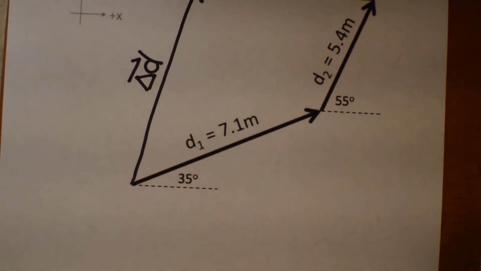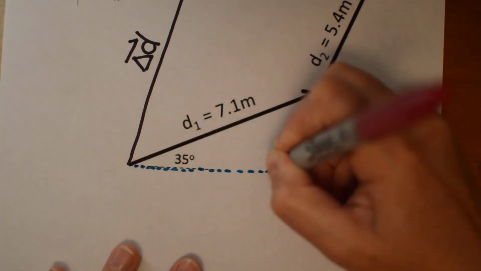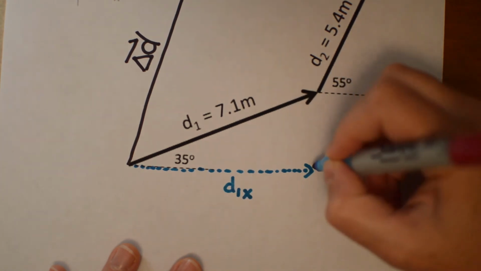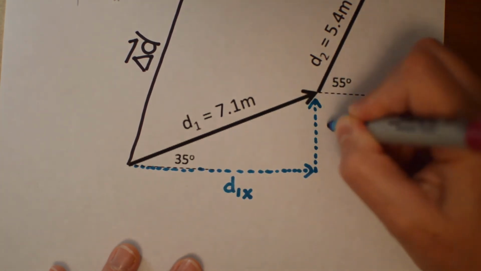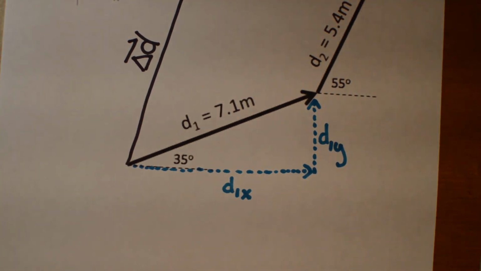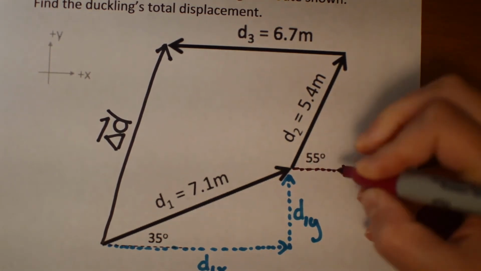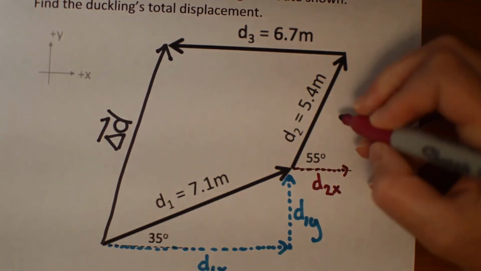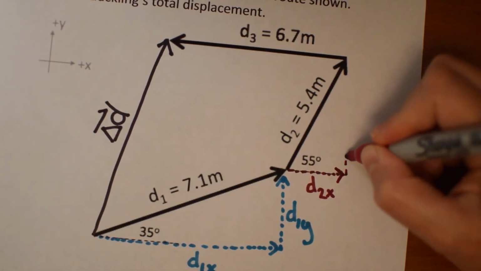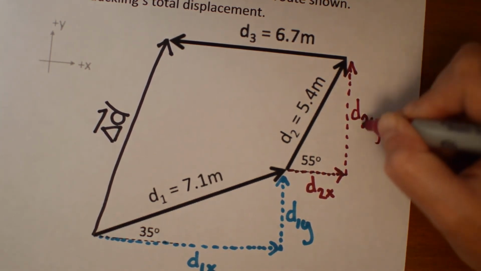So I'll start with my D1 here. D1 has two components. It has an x component here. This is my D1x, and a y component. There's D1y. Next I've got my D2. It has an x component, D2x. Notice how it's forwards, right? This vector is pointing forward, so it has an arrow on it, it's forwards. And a y component, it's up. Don't forget those arrows on your components here.